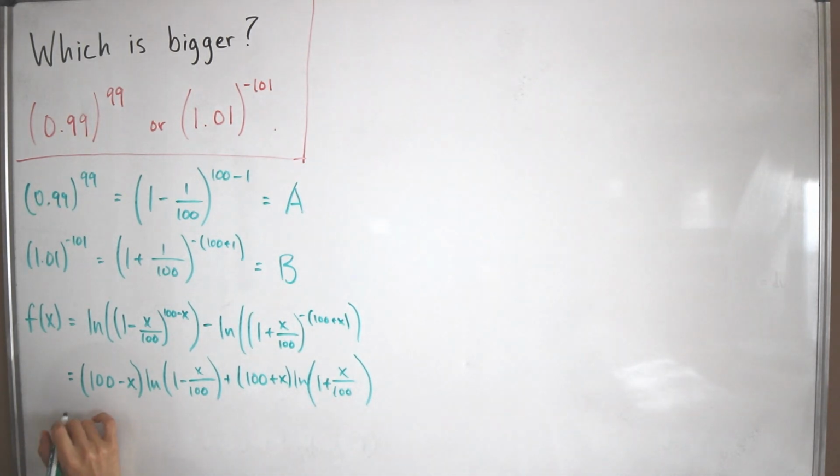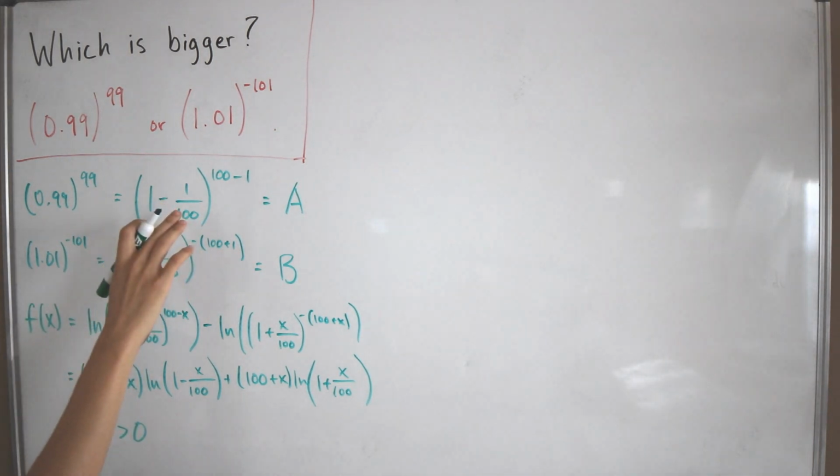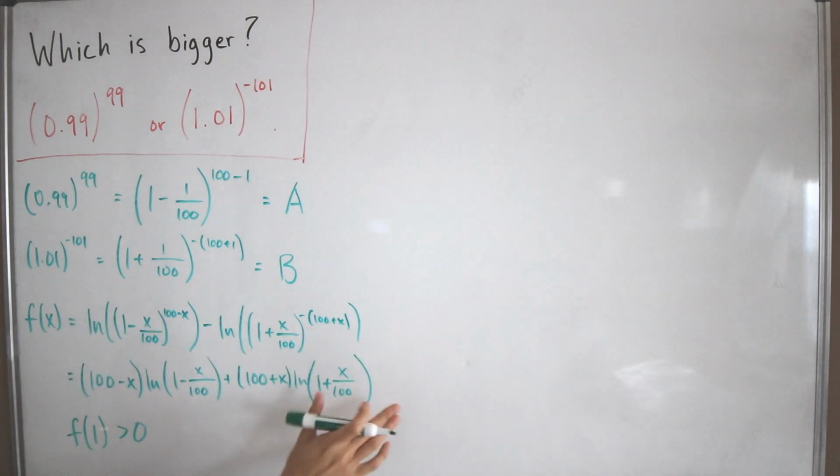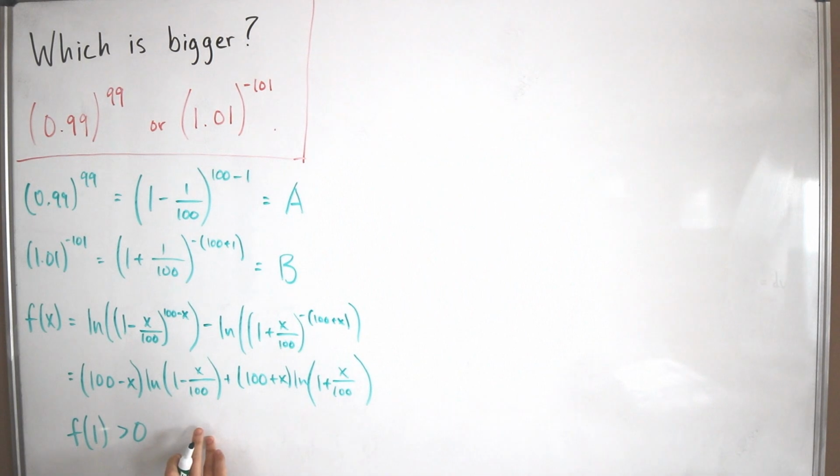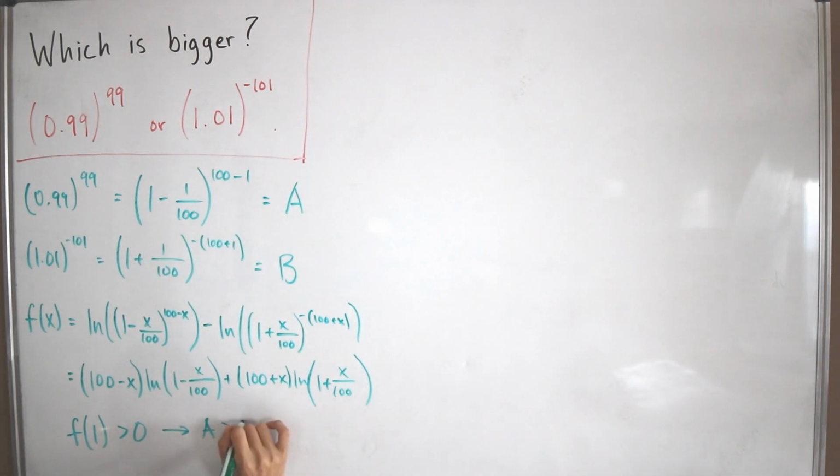Therefore, we can make the conclusion that f of 1 is strictly greater than 0. So with this assumption in hand, if we plug 1 back into the beginning and solve with this inequality that this is strictly greater than 0, then one can see that this implies that A is strictly greater than B.